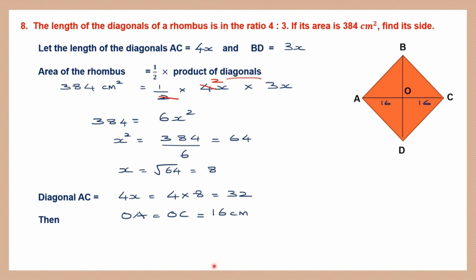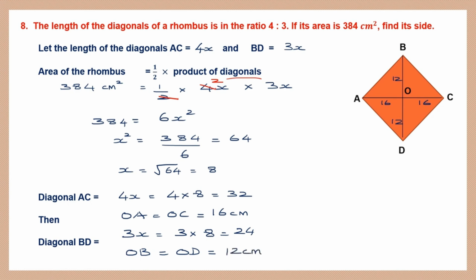Now let's take BD. Diagonal BD in the same way, diagonal BD is 3x. That means 3 into 8. 3 8s are 24. Now look at the diagonal BD. The whole thing is 24. That means OB and OD will be half of it. Half of 24 is 12. So this is 12 and this is also 12. So we can write that. Then OB, carefully write this, OB is equal to OD and that is equal to 12 centimeters.